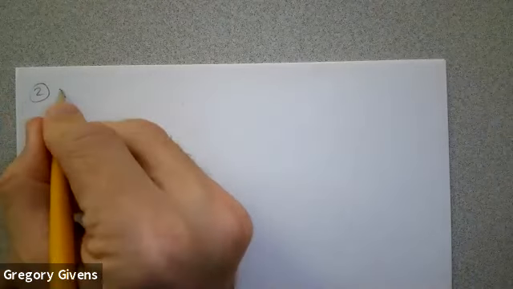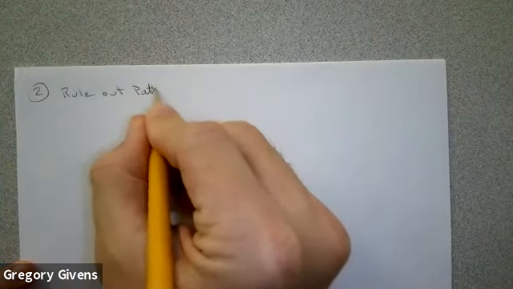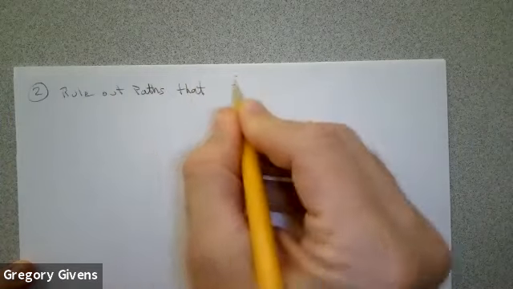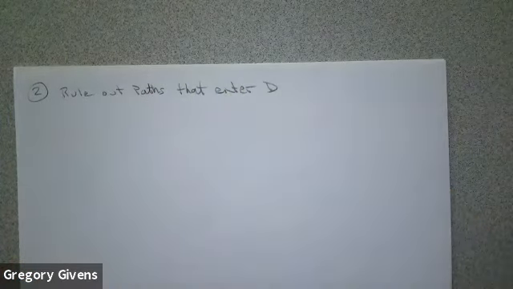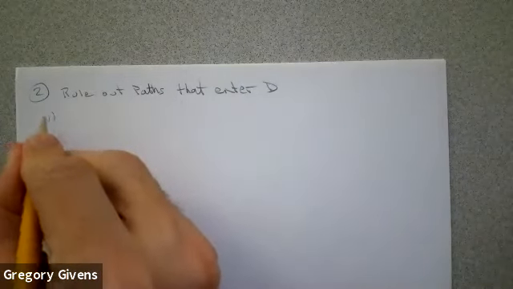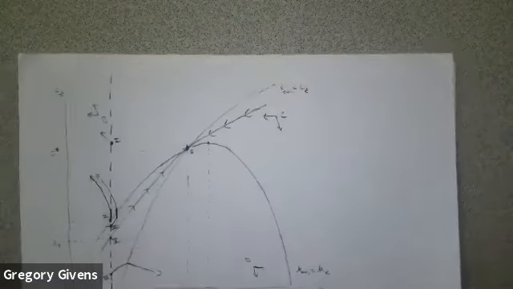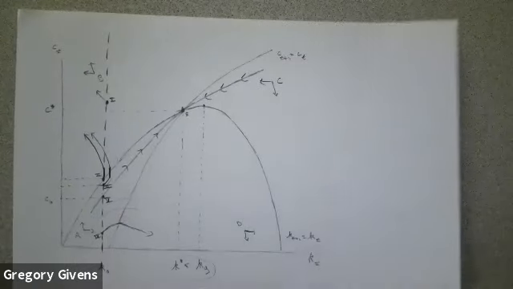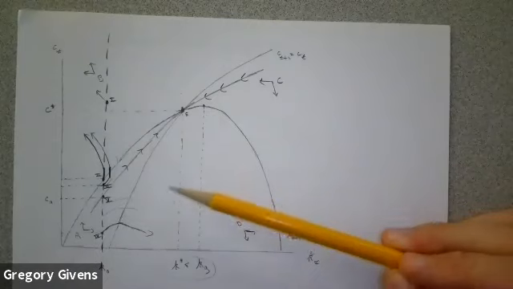Part 2. Let's rule out paths that enter region B. Okay. First of all, I'm going to constantly be moving back and forth between this graph, so bear with me here.